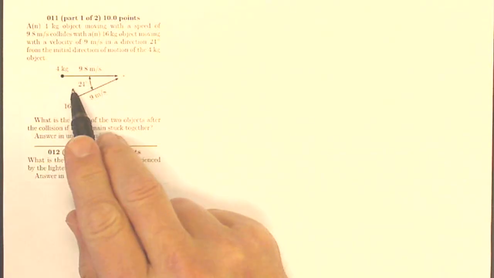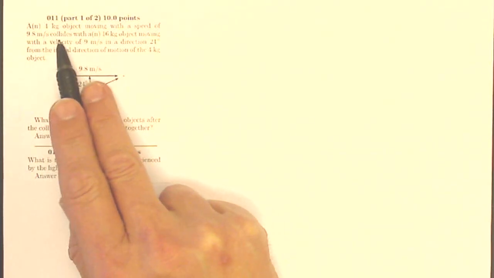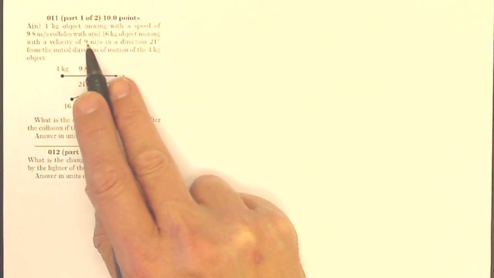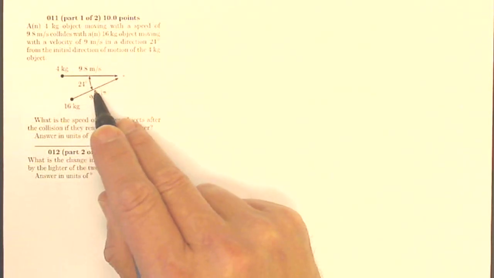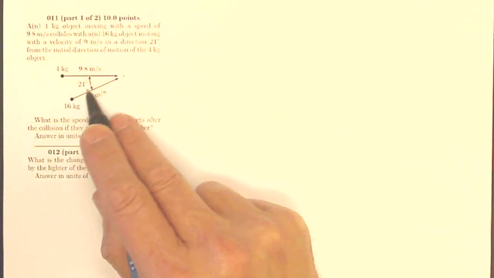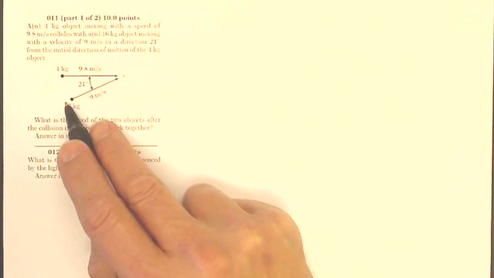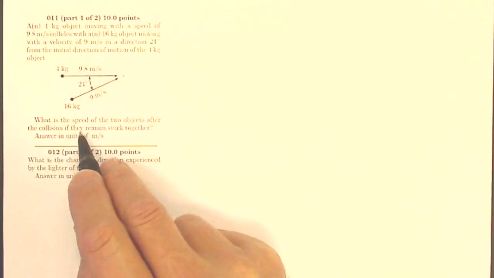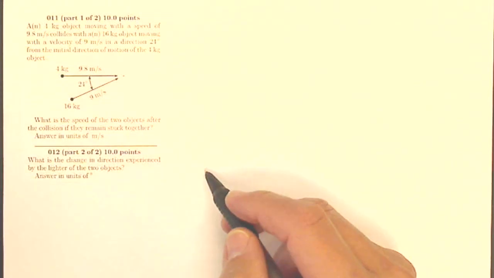A 4-kilogram object moving with a speed of 9.8 meters per second to the right collides with a 16-kilogram object moving with a velocity of 9 meters per second in a direction 24 degrees from the initial direction of motion of the 4-kilogram object, in other words, like the picture. What is the speed of the two objects after the collision if they remain stuck together?